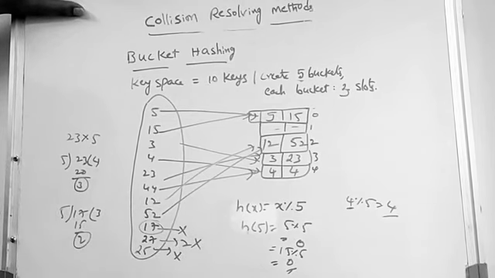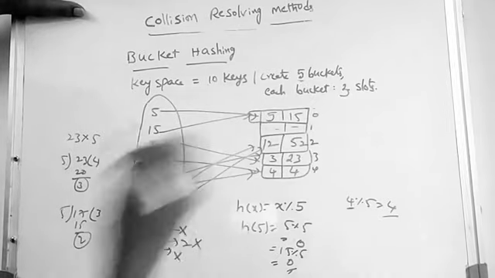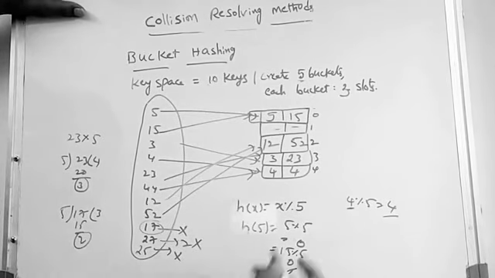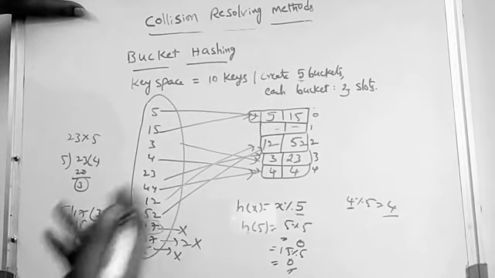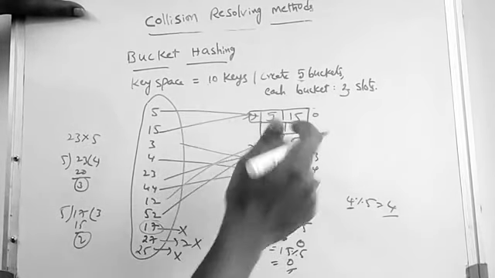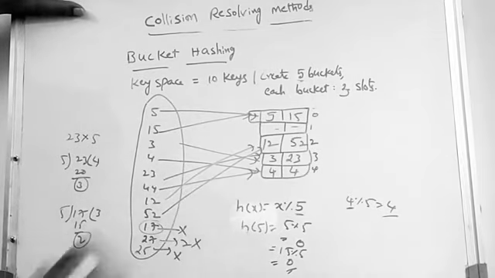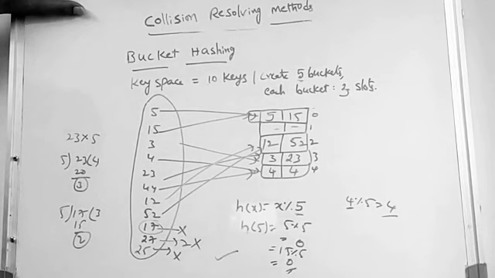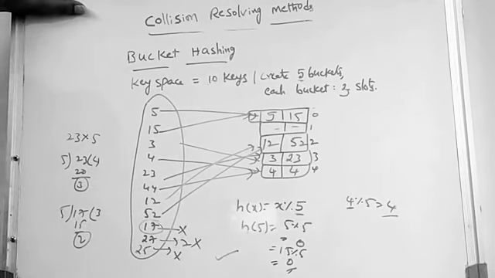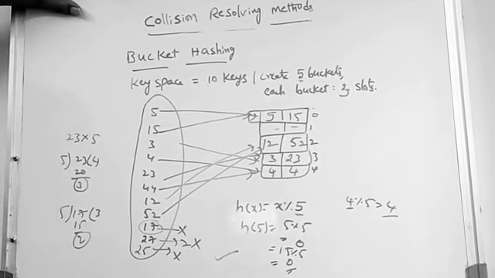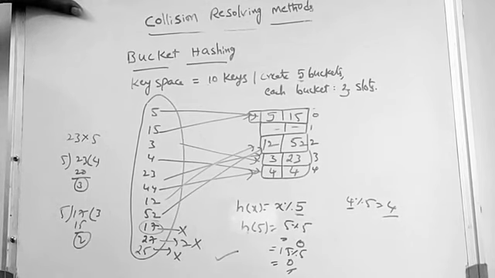Then in the question, they clearly give the number of buckets and number of slots. According to that you can change the value, either 10 or 5, depending upon the number of buckets. Slots means within the bucket you can divide it into a number of slots. So this is bucket hashing. Most of the time, in previous university examinations, they ask a 2 marks question, what is bucket hashing, or a 5 marks question, explain bucket hashing.